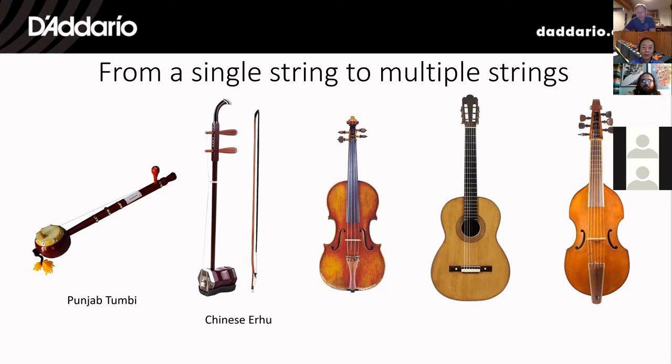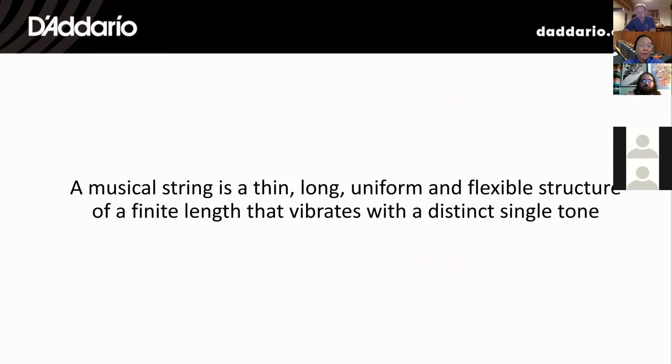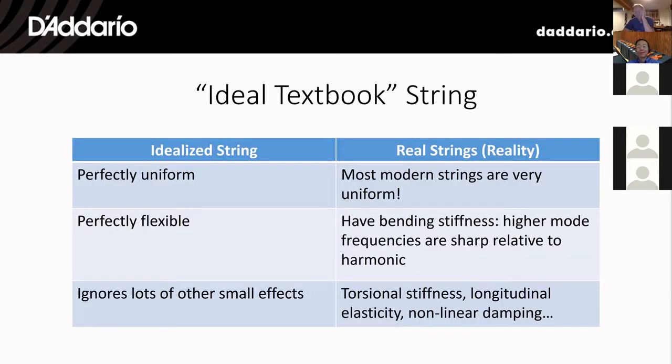So what is a musical string? Well, it's a thin, long, uniform, and flexible structure of a finite length that vibrates with a distinct single tone. And so that sort of defines a somewhat ideal string, and you'll find ideal strings in textbooks. So what's an ideal string? Well, it's perfectly uniform, because if it's not perfectly uniform, it will not vibrate the way you expect it.